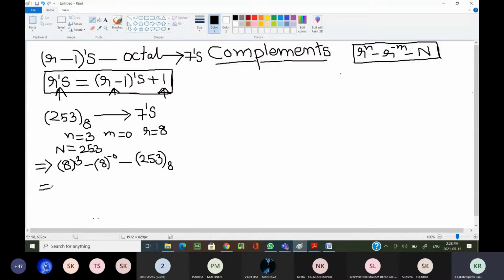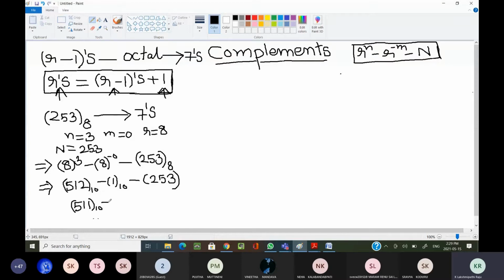Now the result you are going to get is 8 cube. Tell me the solution. 8 cube means what? 512 of base 10. Minus 1. This 1 is also of base 10 number system. Now these two are base 10 and we have to subtract with the base 8 number system. Now we are getting 511 of base 10, because we are subtracting 1 from 512.